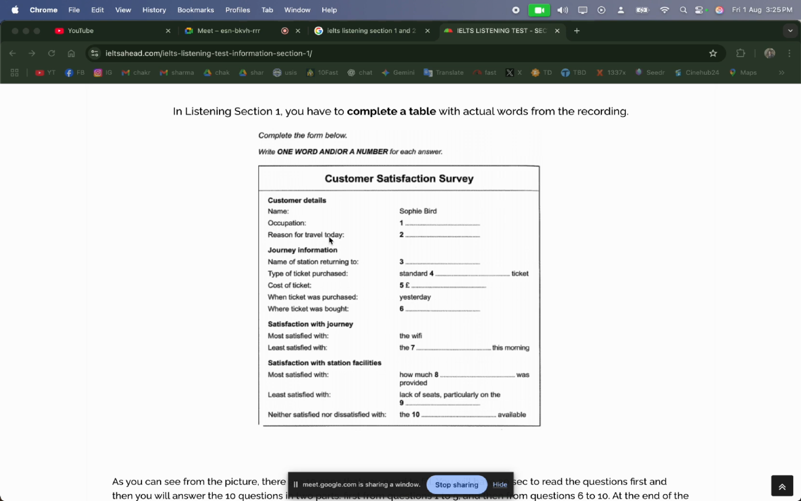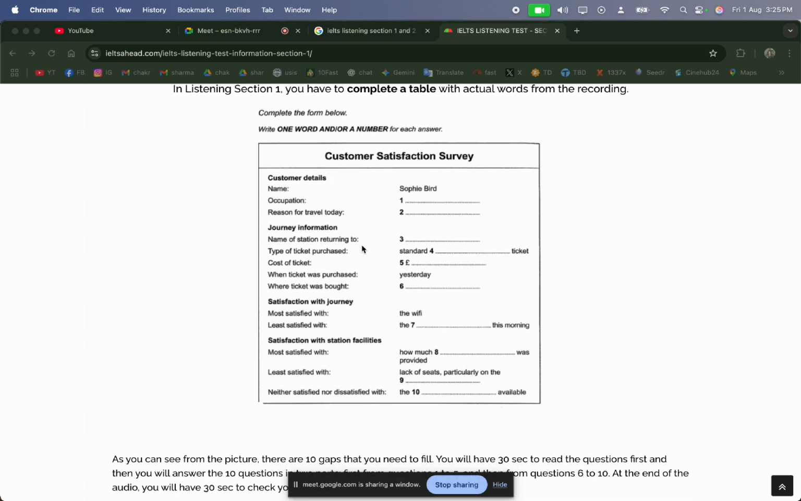So you have to infer the answers. Occupation can be a sort of occupation. Occupation cannot be a bird, right? Occupation cannot be a computer. You know what sorts of answers cannot be here, right? Yes. Reason for travel today cannot be a midterm exam, right? Yes. You know what sorts of answers cannot be here. Okay? Yes, sir. So you have to infer the answers.